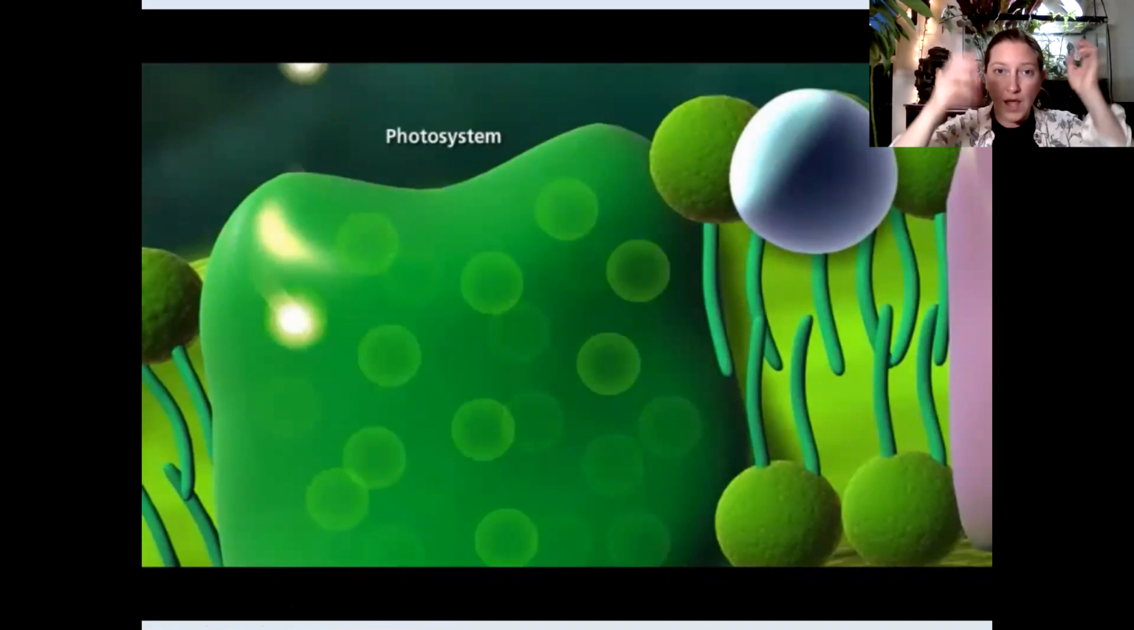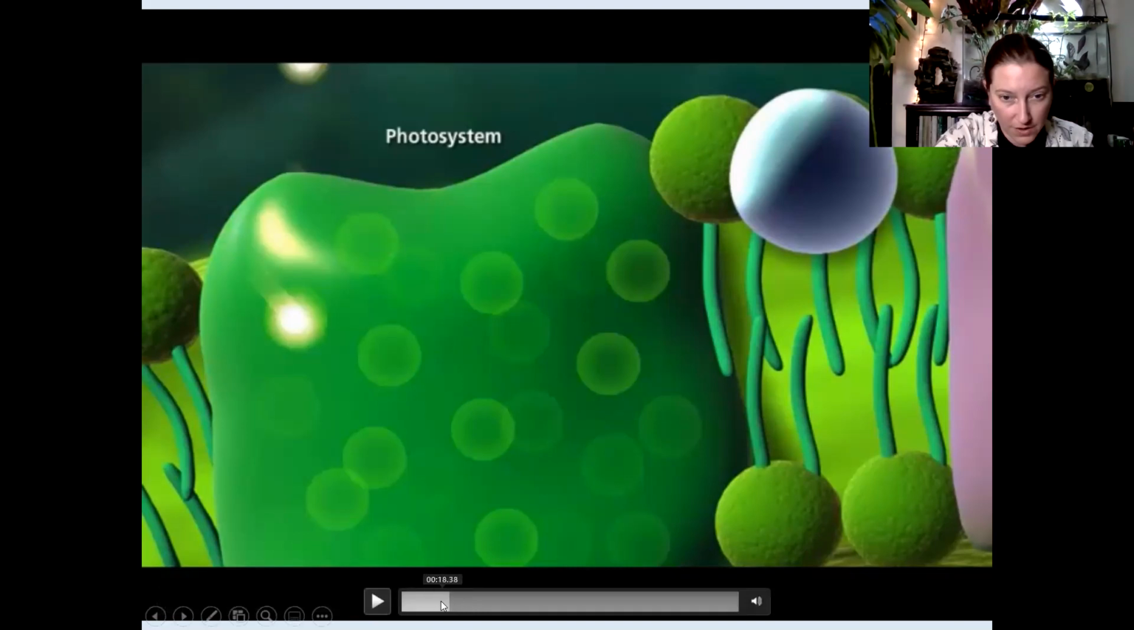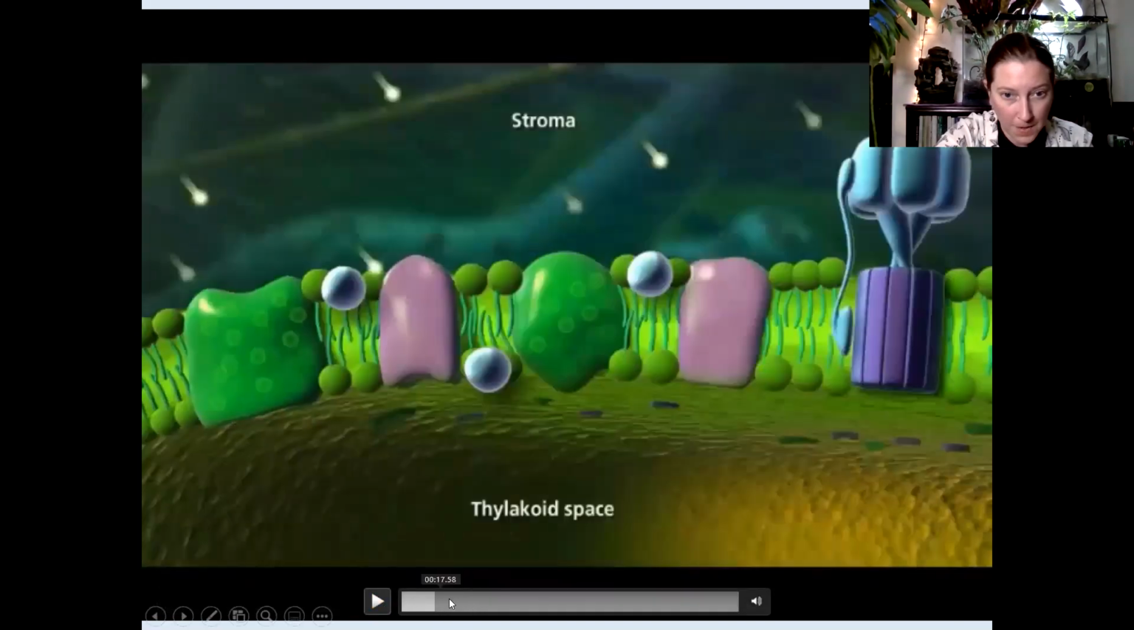Just to pause it real quick, those little things you see flying down, those are sunlight particles, those are photons. And those little things you see falling are going to hit these structures in the membrane of the thylakoid and allow water to be split. So I'll see if I can reverse a little bit here.